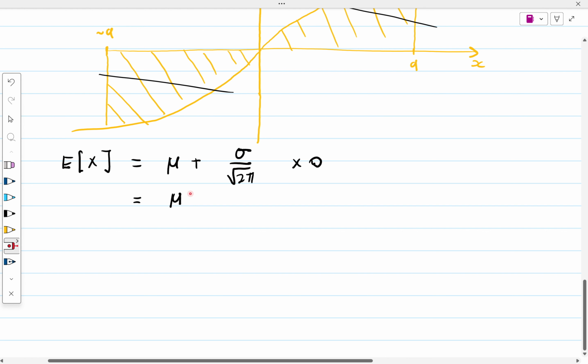And of course, we expected this because a normal distribution by definition is defined with respect to the parameter mu, which is meant to be its mean. So now let's take a look at the variance of the normal distribution.